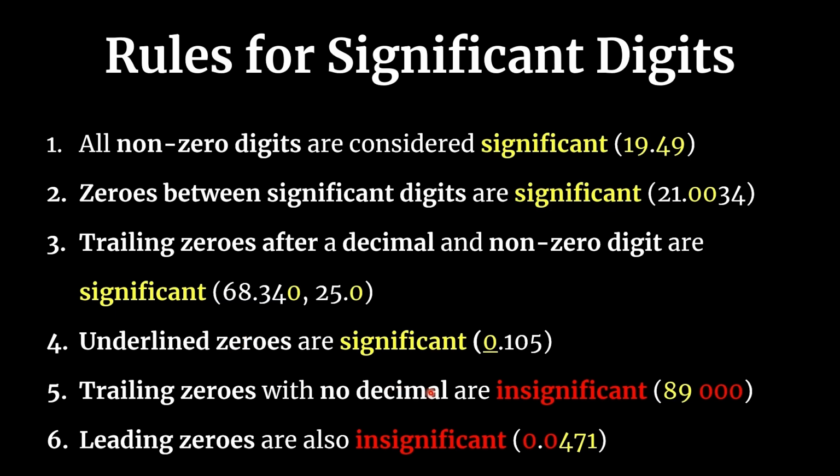Trailing zeros with no decimal are insignificant, and so they are not counted in our significant digit rules. So the only two significant digits in 89,000 are the 8 and the 9. However, back to rule number 4, if you chose to underline, say, the last zero, then these other two zeros right here become sandwich zeros, and so all 5 of the digits would then become significant. Additionally, leading zeros to show the decimal point of your value are also insignificant. So in the value 0.0471, only the 4, the 7, and the 1 are significant.